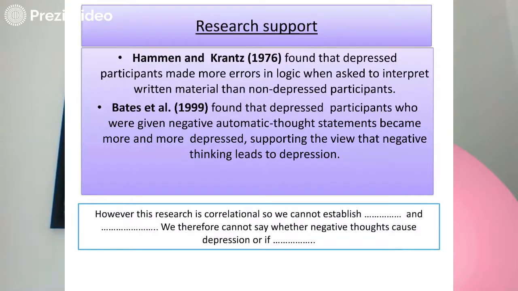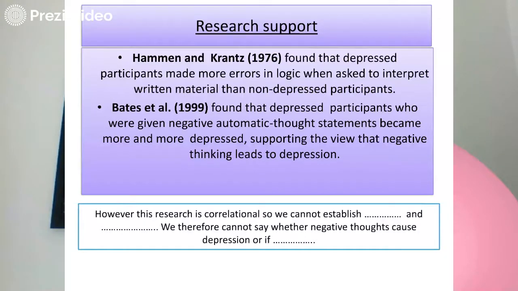And then our second study, this is a little bit similar. They were given negative automatic thought statements. So these are statements that you give to someone to make them feel depressed, and I know it's really awful, but they found that if you give these statements to individuals, they actually become more depressed. So they interpret these in a more negative way, and this makes them feel even worse. So we've got some research that suggests that there is a link there between depression and cognition, and the way that we think.